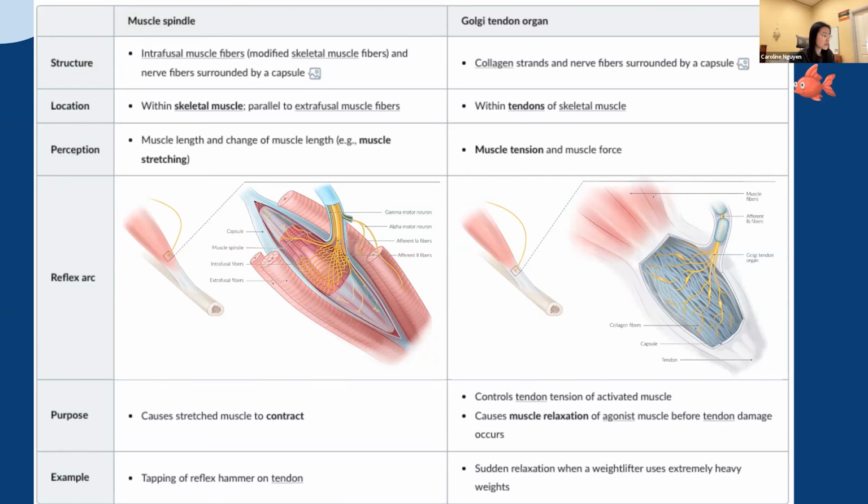And so the purpose of the muscle spindles is to contract the stretched muscle, whereas the Golgi tendon organs relax the muscle before tendon damage occurs. Examples of this include taking a reflex hammer and tapping it on a tendon to cause a contraction, versus the sudden relaxation in a weightlifter when they're using extremely heavy weights.